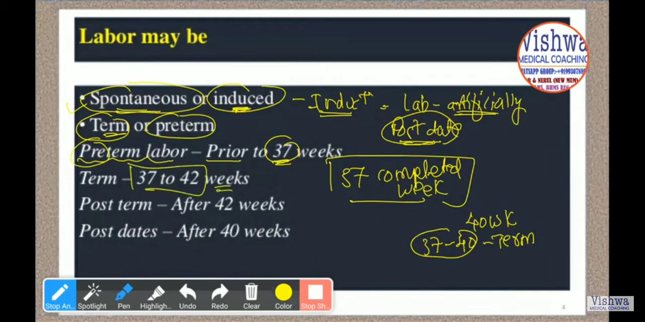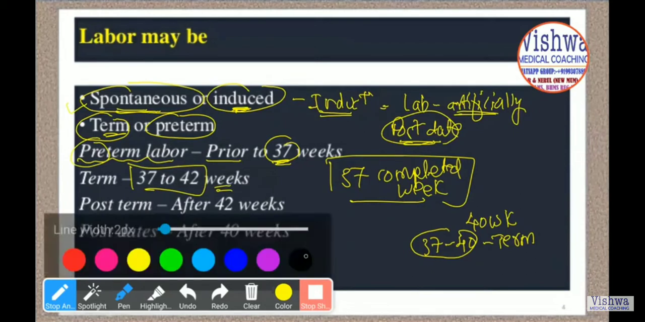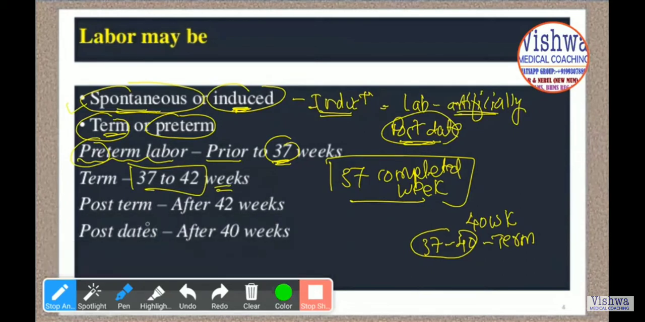Some books mention 42 weeks, but for practical purposes it is taken as 40 weeks. We also have post-term pregnancies, in which the labor starts after 42 weeks. And post-dated pregnancy is what is after 40 weeks.